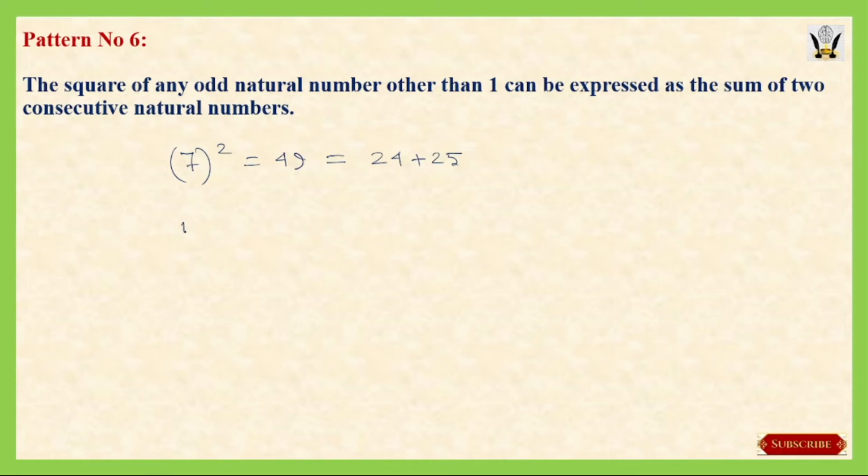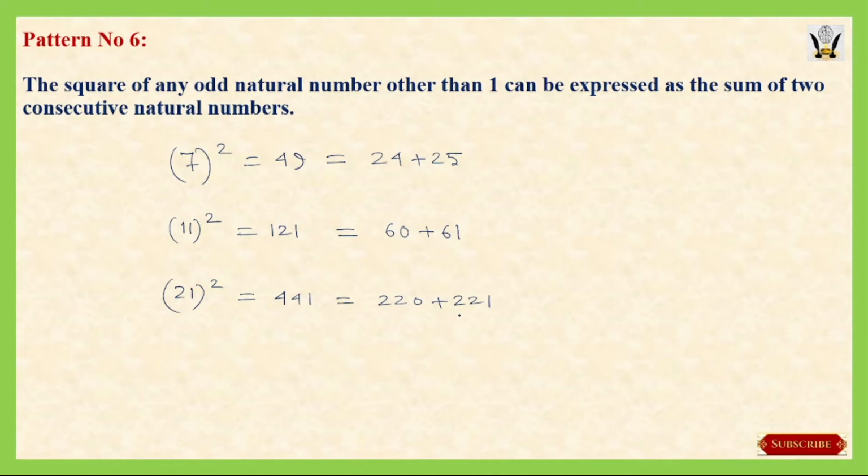Now let's choose 11. If we take the square, it will be 121, and 121 can be written as 60 plus 61. Again, this is the summation of two consecutive natural numbers. Now suppose I choose 21, and if I take the square of 21, it will be 441. So 441 can be further written as 220 plus 221.